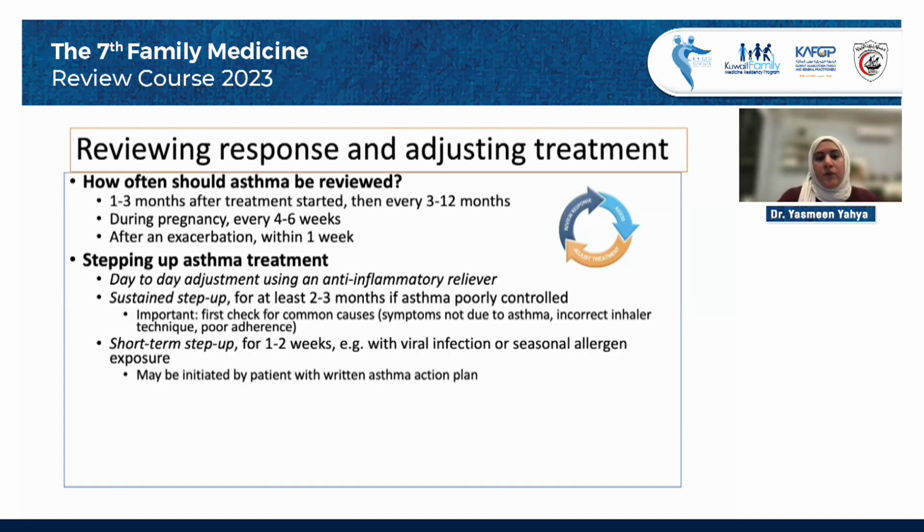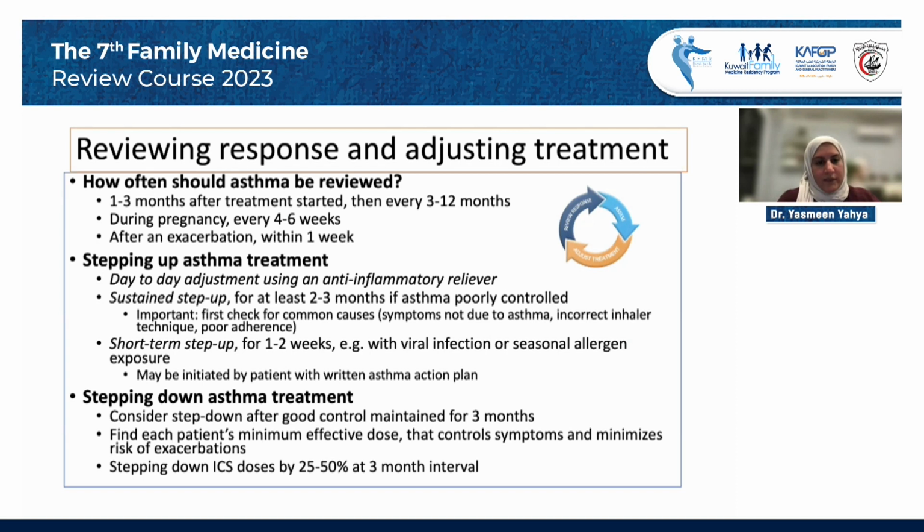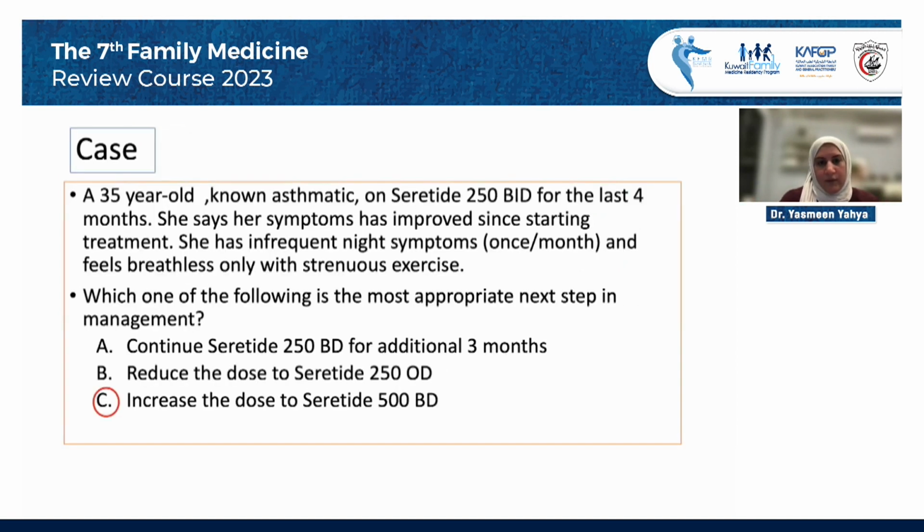You can also do a short term step up and instruct him that if he has a viral infection or seasonal allergy exposure, he should automatically increase his inhaler's concentration or strength for 1 to 2 weeks. And if he is controlled for a minimum of 3 months, this is minimum, well controlled, then you can step it down by decreasing 20 or 50% of the dose.